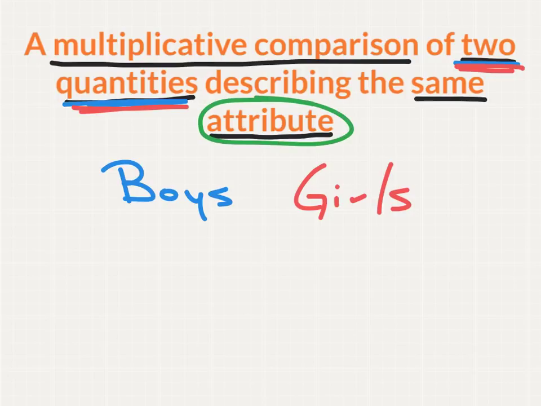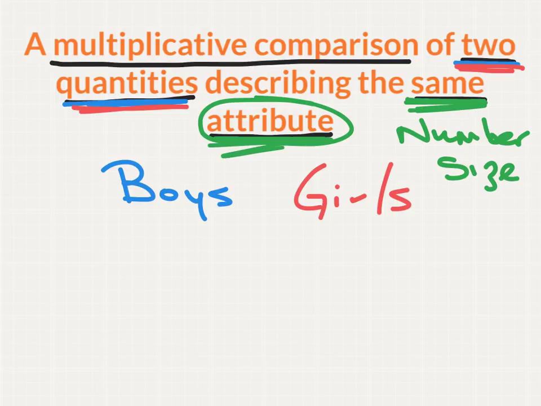If I'm going to compare the same attributes, that means I need to be comparing the same thing about the boys and the girls. Like maybe I'm comparing the number of boys to the number of girls, or maybe the size of the boys to the size of the girls. I need to make sure when I write a ratio, I'm comparing the same attribute. So I can't compare the number of boys to the size of the girls. Those aren't the same attributes. It has to be number to number or size to size.